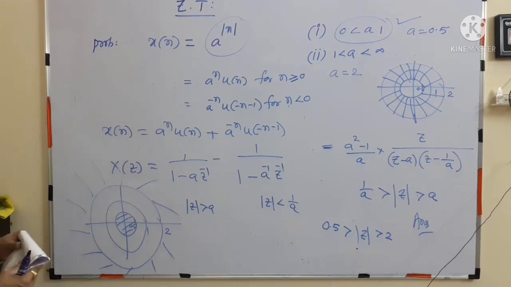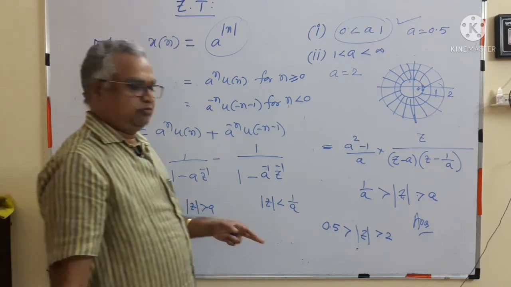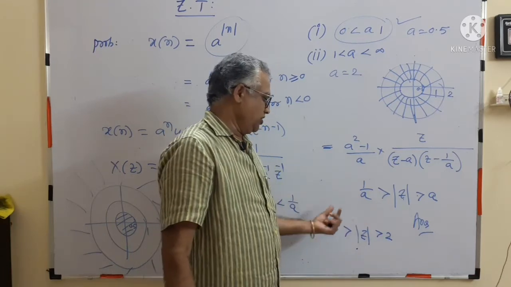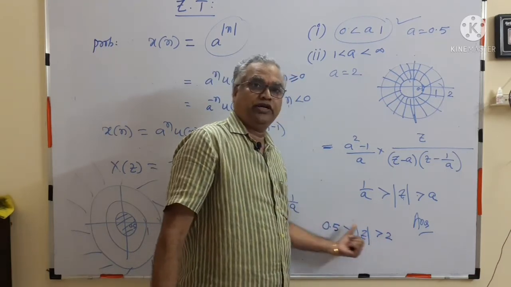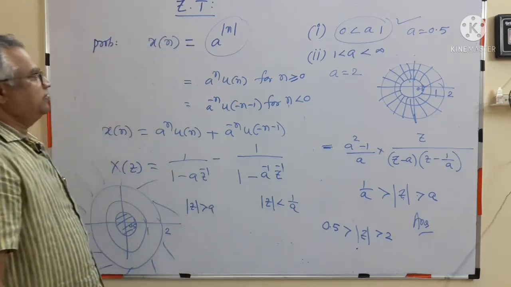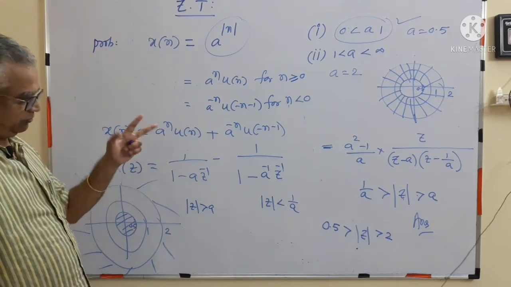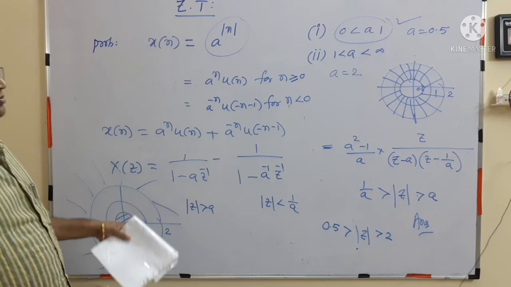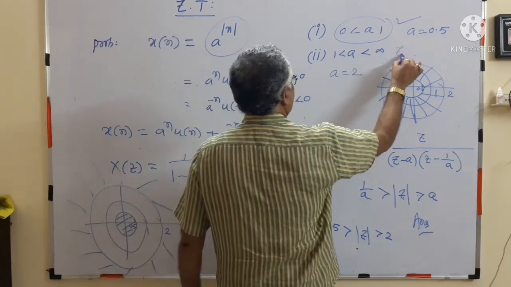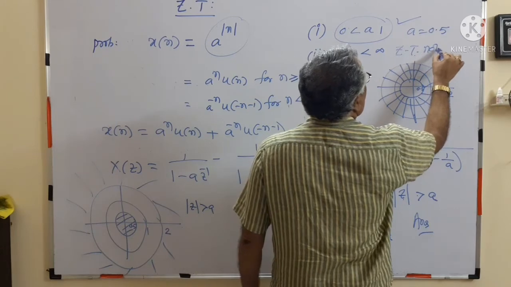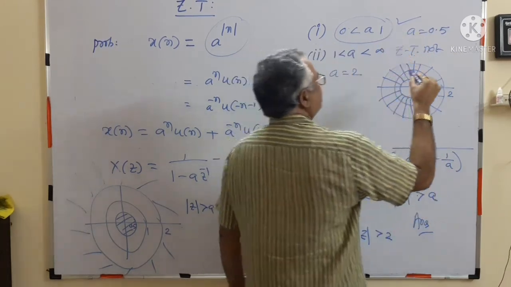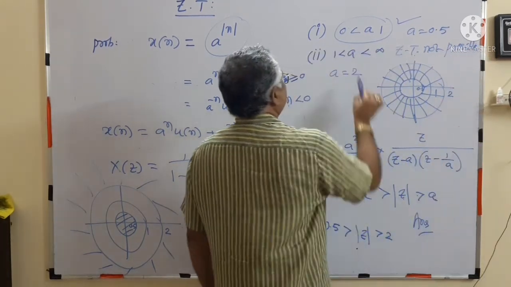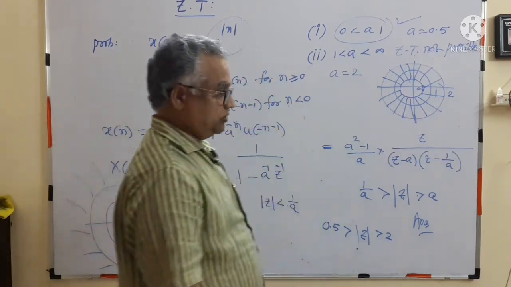Therefore, the Z transform is not possible. ROC is unable to be defined. Greater than 2, less than 0.5 is an ambiguity, so you can't choose by satisfying both conditions. Therefore the ROC is inconsistent, unable to be defined because there is no overlapping. Hence the Z transform is not possible here. First case possible, second case not possible.